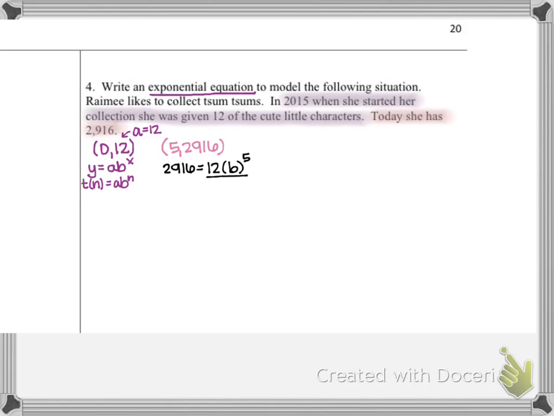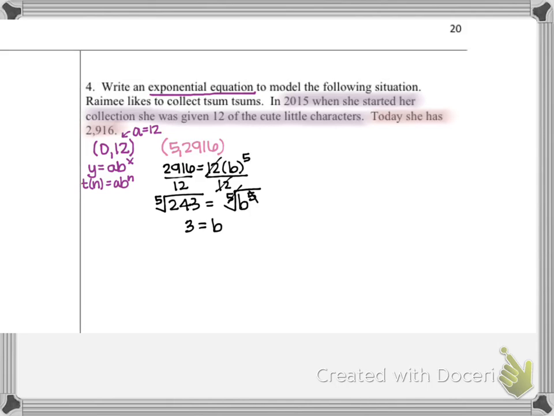Okay, so let's go ahead and divide by 12. So these guys are going to cancel, so now I do my 2,916 divided by 12. That gives me 243, b to the 5th. So now remember, I need to get rid of that 5 exponent, so I'm going to do a little 5 root. And that's going to cancel. And then I type this in my calculator, and I'm going to get b is equal to 3. Okay, so I've got my a and my b that need to be plugged into the equation.